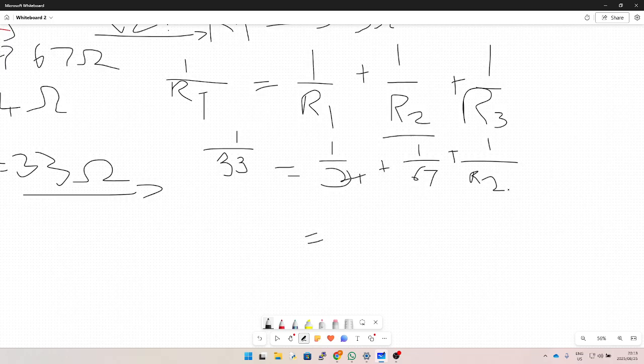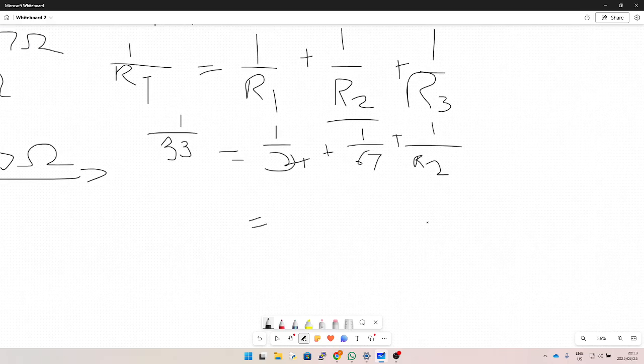Obviously, you just put this in your calculator. However, now the problem is we cannot just invert it because we know our R total. But now the problem is we need to get whatever it is here to 33. So if we say 1 over 34 in your calculator plus 1 over 67, it's equal to 101 over 2278.